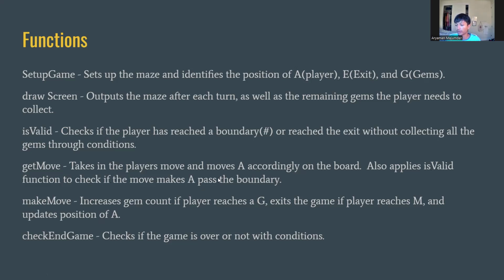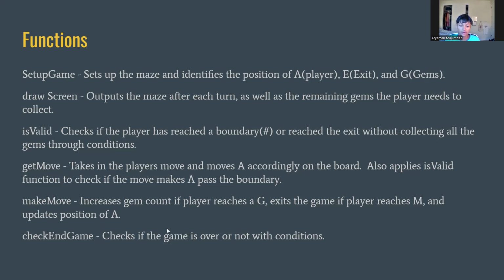So in get move, we have to check isValid after taking the input, because once we take the input, we need to see if it's valid or not, and then reach the other functions and go on with the main game loop. Or else it's going to just be an invalid move on the board. And make move increases the gem count if the player reaches G, exits the game if the player reaches M, and always updates the position of A on the board. And as you can see, draw screen outputs the maze after each turn, so the player can see how the Pac-Man, or A, moved.